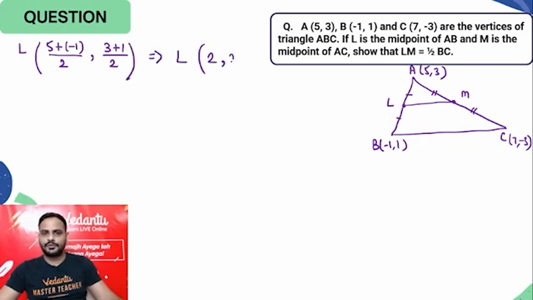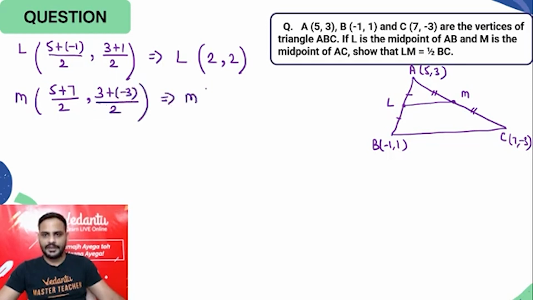3 plus 1 is 4, by 2 is 2. So L is (2, 2). Similarly, coordinates of M will be (5 plus 7 by 2, 3 plus minus 3 by 2). So coordinates of M: 5 plus 7 is 12, by 2 is 6. 3 minus 3 is 0, so 0 by 2 is 0 only. So coordinates of L and M we have got.